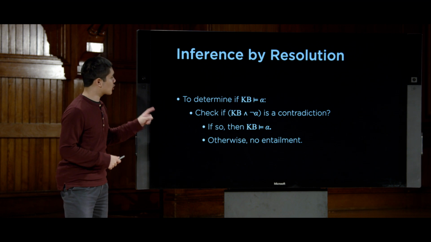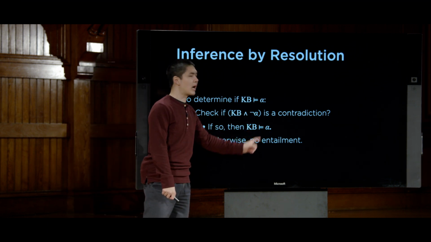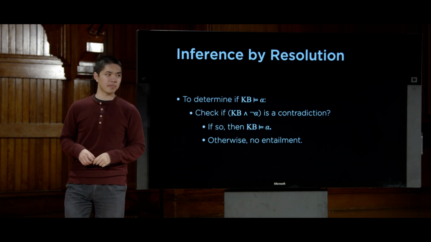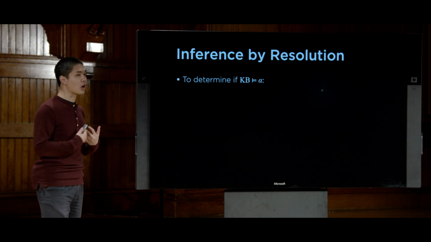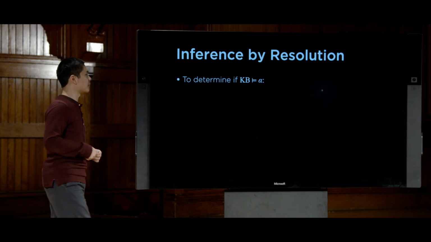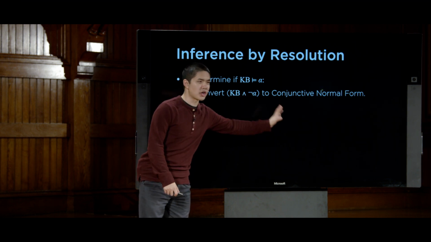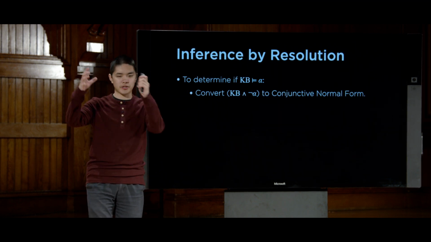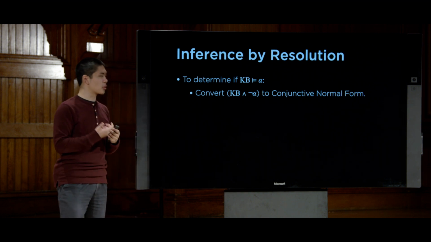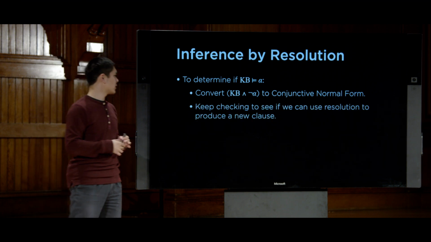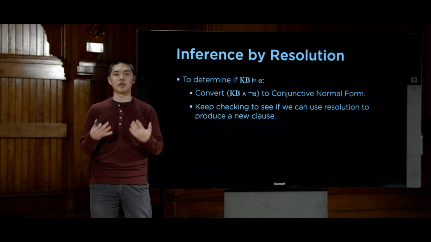But more formally, how do we actually do this? How do we check that knowledge base and not alpha is going to lead to a contradiction? Well, here is where resolution comes into play. To determine if our knowledge base entails some query alpha, we're going to convert knowledge base and not alpha to conjunctive normal form, that form where we have a whole bunch of clauses that are all anded together. And when we have these individual clauses, now we can keep checking to see if we can use resolution to produce a new clause.